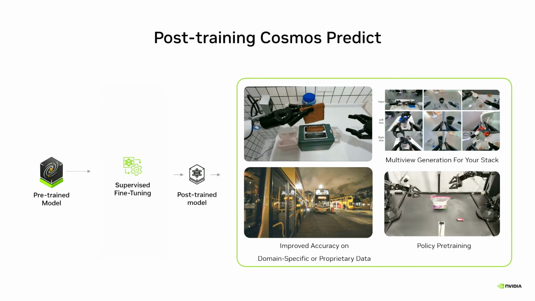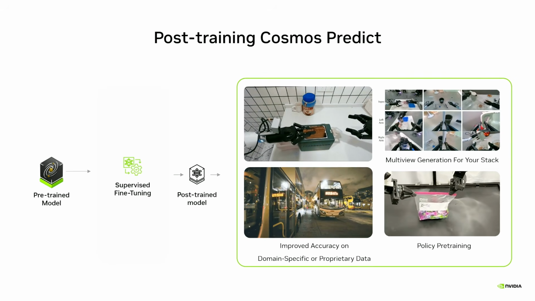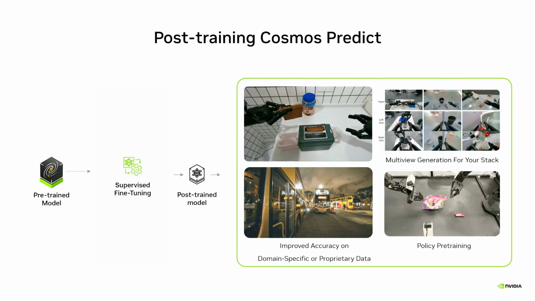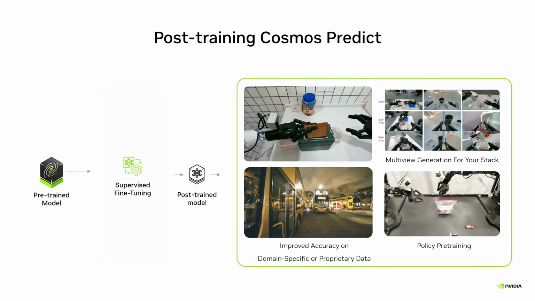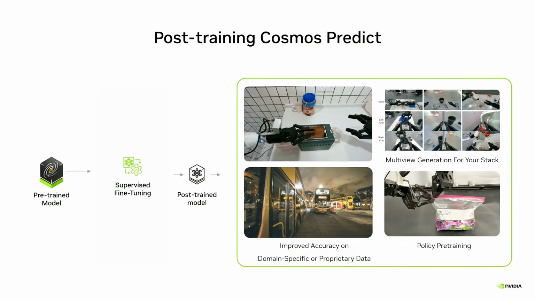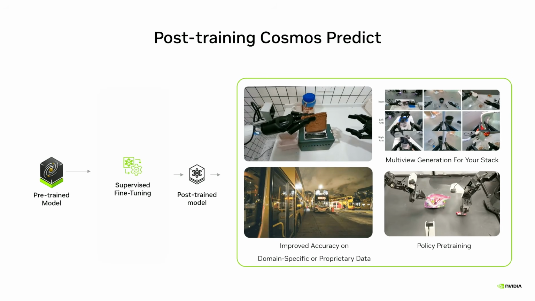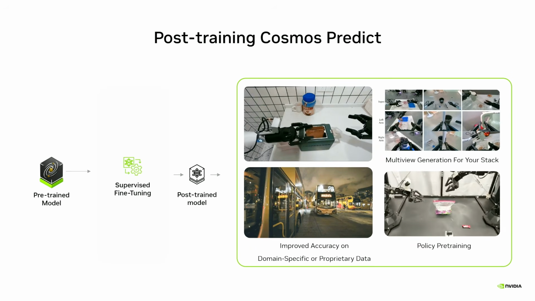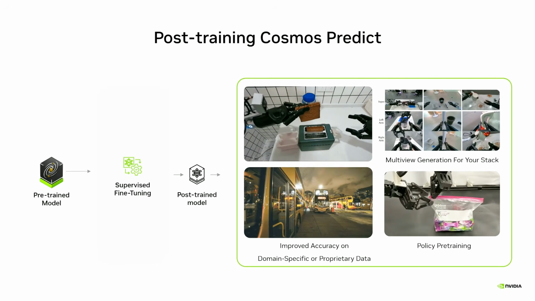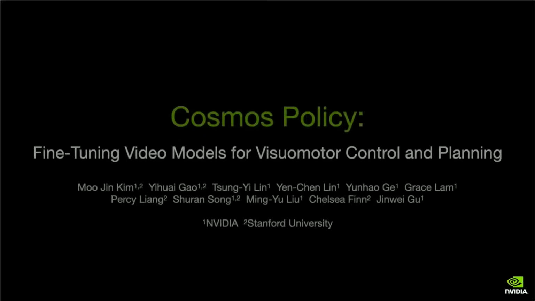So with the pre-trained predict model and the post-training script, you can post-train it to achieve better performance in your target domains. You can also make it multi-view, like what you would observe from a robot: a head camera plus 2 gripper cameras. And it can also be a backbone for your policy model. And here, I'm going to play this Cosmos policy video.